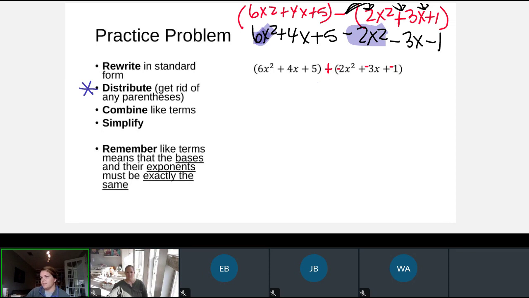So like step 3 says combine like terms. Well, how do we combine them? That's what the sign tells us. We're either adding or subtracting. All right, so then we've got positive 4x minus 3x and 5 minus 1.